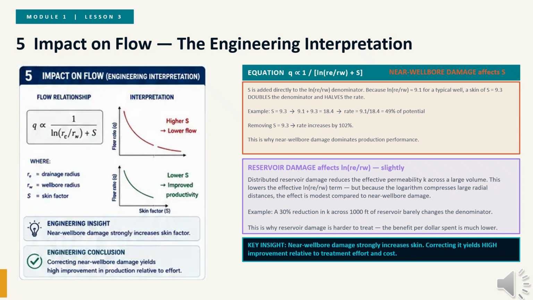Now compare reservoir damage. Even a wide permeability reduction across the reservoir only slightly changes the logarithmic term. The equation compresses that effect. So near wellbore damage hits hard. Reservoir damage spreads out. That is why removing skin gives fast gains, and reservoir treatments give slower returns.